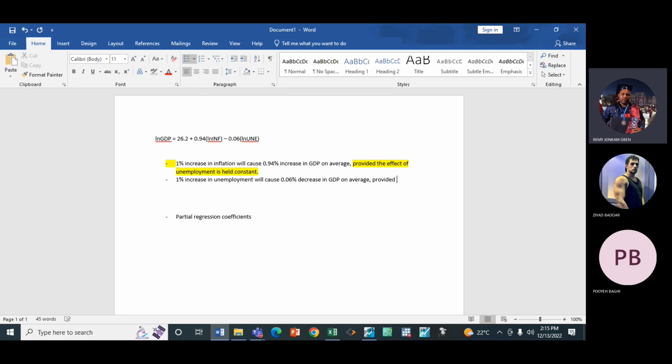So provided the effect of inflation is held constant. That's partial regression coefficient. It's telling you that if you want to get a pure effect of any regressor, you must hold all the other regressors constant.